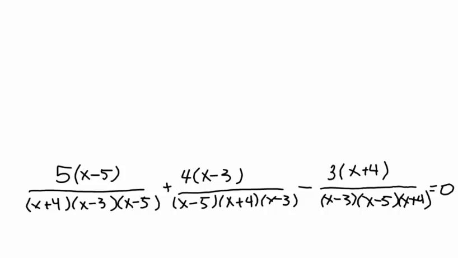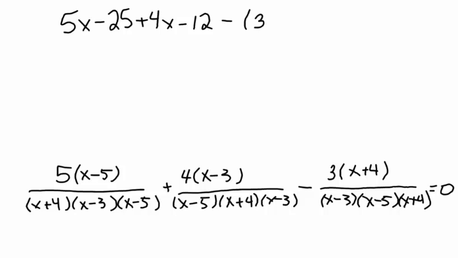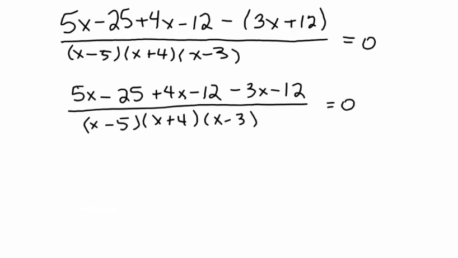The numerator of our new fraction should be 5x minus 25 plus 4x minus 12 minus, in brackets, 3x plus 12. In this step here, I've just removed the brackets to get negative 3x minus 12, and we can go ahead and clean up the numerator just a little bit by collecting like terms. We should have 9 minus 3 for 6x. We have negative 25 minus 24 more for negative 49.